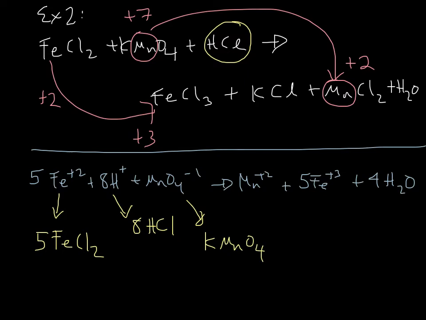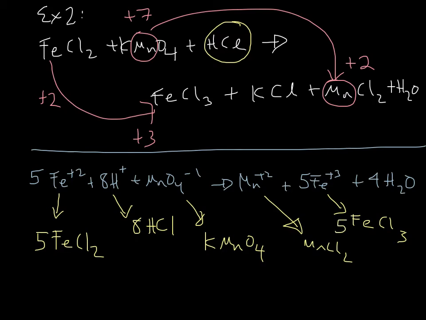Now if we look at the product side, where would the Mn+2 have come from? Well, that would have come from MnCl2. Then where would the Fe+3 have come from? That would have come from iron 3 chloride. And because it's 5 Fe+3, I need to put a coefficient of 5.